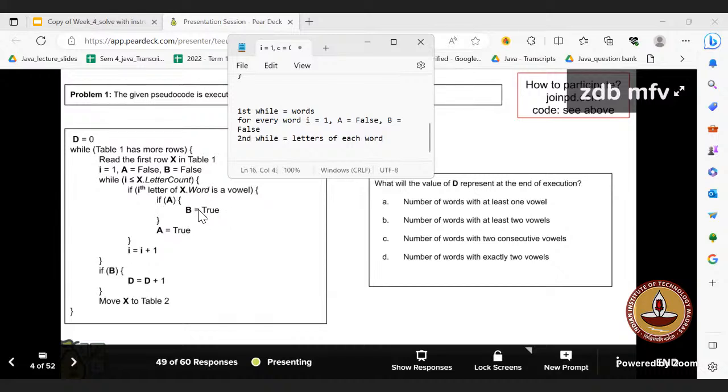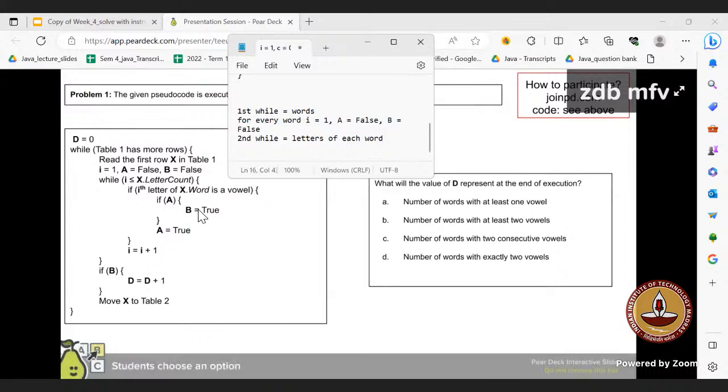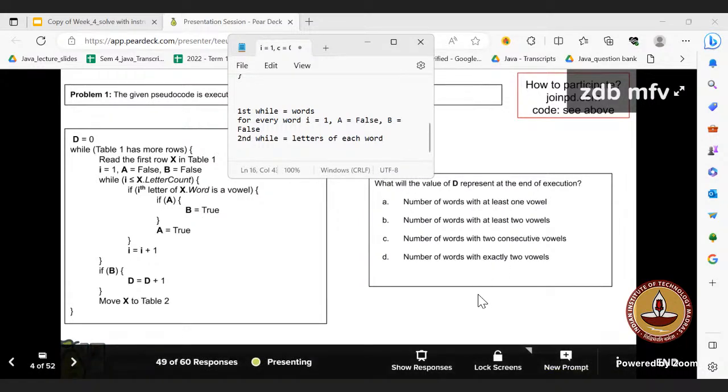So number of words with at least two vowels. Yes, it is the number of words with at least two vowels. You have to check for all the given cases here. This you have to see, when A is set to true, when B is set. So actually D is getting incremented only if B is true. So B is becoming true only if A is becoming true.